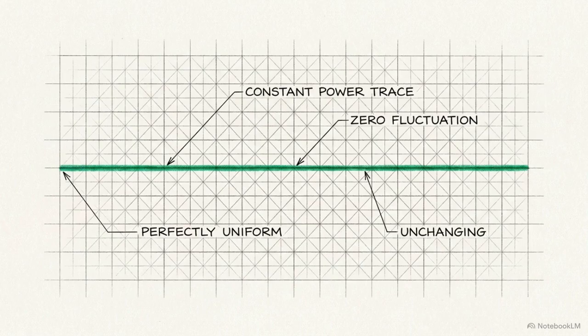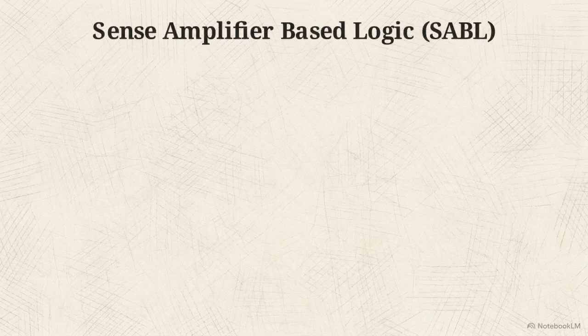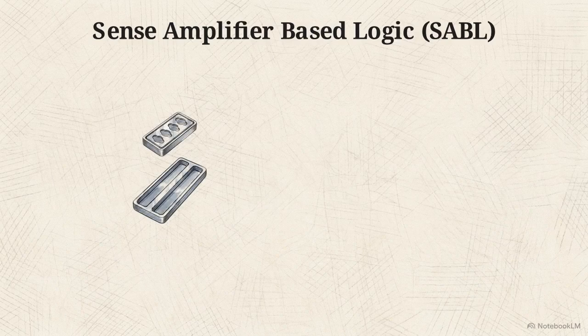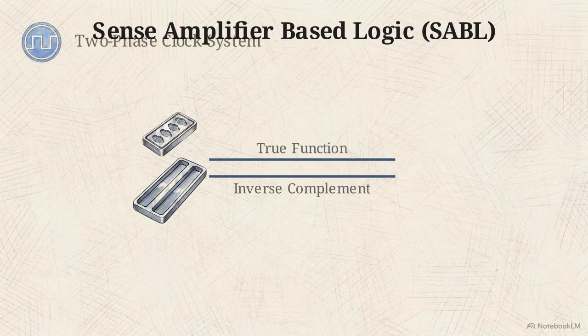The first theoretical approach to solving this physical vulnerability is known as hiding. The engineering objective is to enforce a perfectly constant power consumption, regardless of the data passing through the gates. To achieve this, engineers developed a hardware countermeasure called Sense Amplifier-Based Logic, or SABL. SABL uses dual-rail outputs. Instead of computing a single result, the gate simultaneously computes the true mathematical function on one rail and its exact inverse complement on the other.